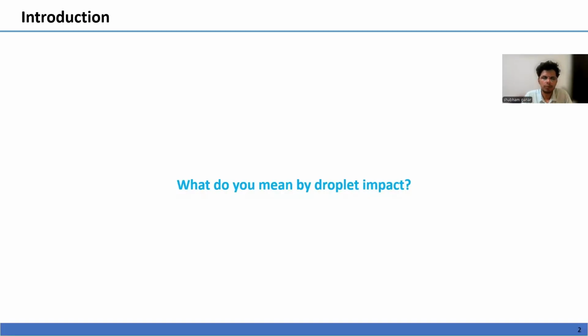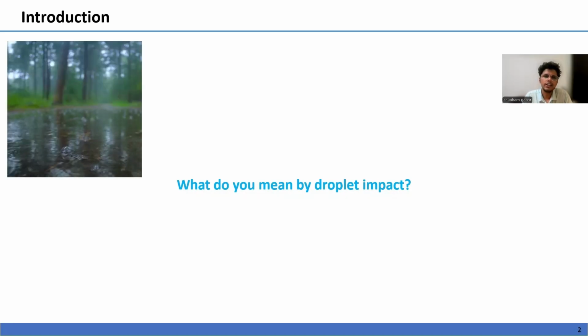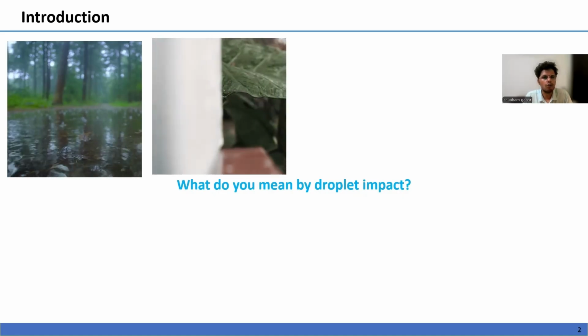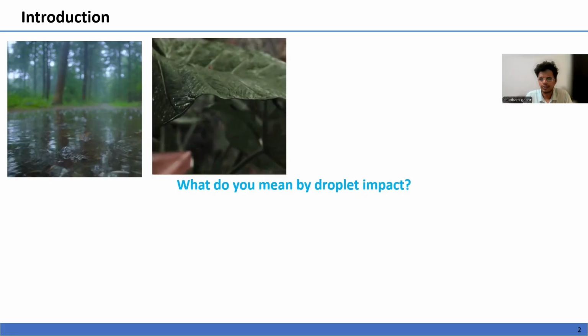Firstly, what do you mean by the droplet impact? The droplet impact is a very fascinating phenomenon observed in nature, and it can be seen everywhere whenever it rains. The rain droplet hitting the liquid can be seen on lakes, ponds, and saturated water bodies. Similarly, the rain droplets hitting on the solid can be seen on bricks, leaves, walls, roofs, etc.